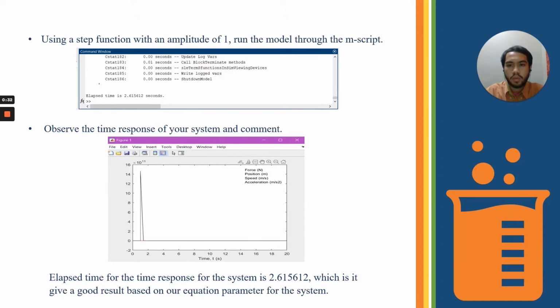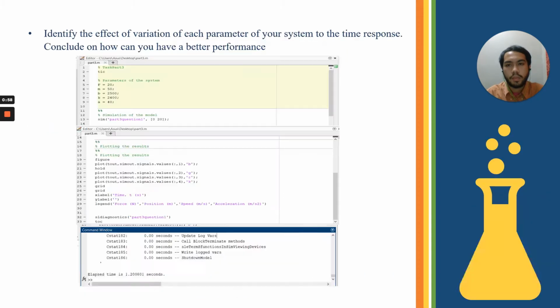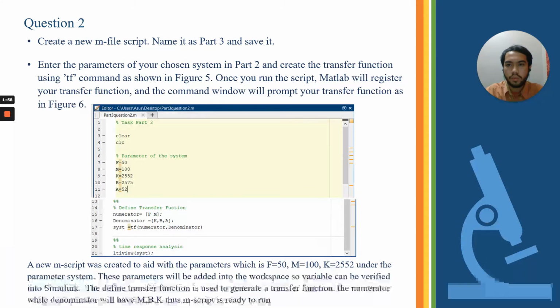After we do the M script, we need to use a step function with an amplitude of 1 to run the model with the M script. So we get the elapsed time of 2.615612 seconds. In the time response graph, the elapsed time is 2.615612 seconds, which gives a good result based on our equation parameters for the system. After that, we need to identify the effect of variation of each parameter of our system on the time response. So we go to question 2.